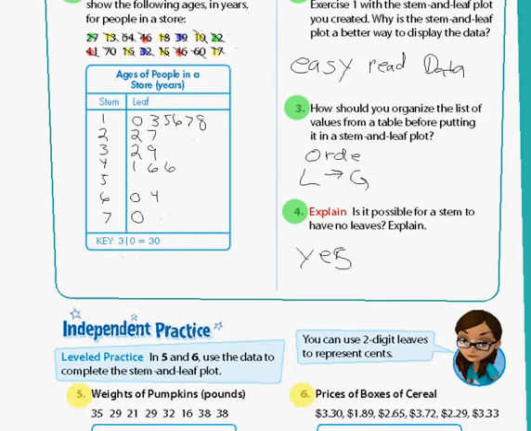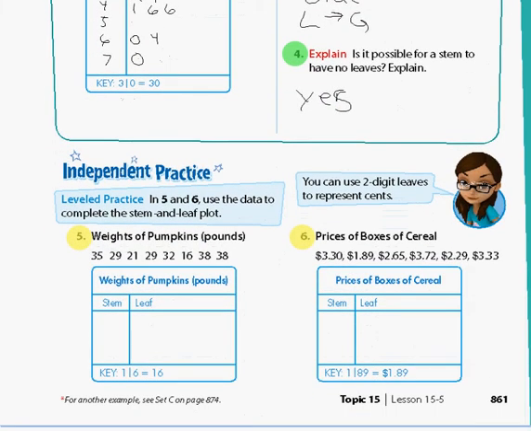Okay, let's go ahead and look at these 2 questions in the independent practice. In 5 and 6, use the data to complete the stem and leaf plot. We did one together up here, so this one should not be too difficult. Something that's important to look at: go ahead and look at the key. It looks like on this one, the stem is a tens place, and the leaf is a ones place.